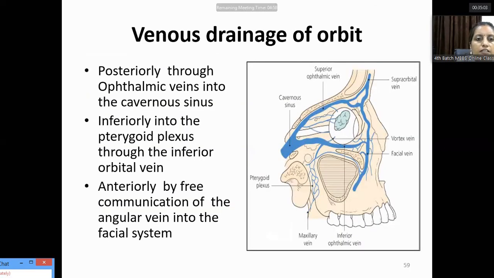Venous drainage is posteriorly through the ophthalmic vein into the cavernous sinus, inferiorly to the pterygoid plexus through the inferior ophthalmic vein, and anteriorly by communication of the angular vein into the facial system.